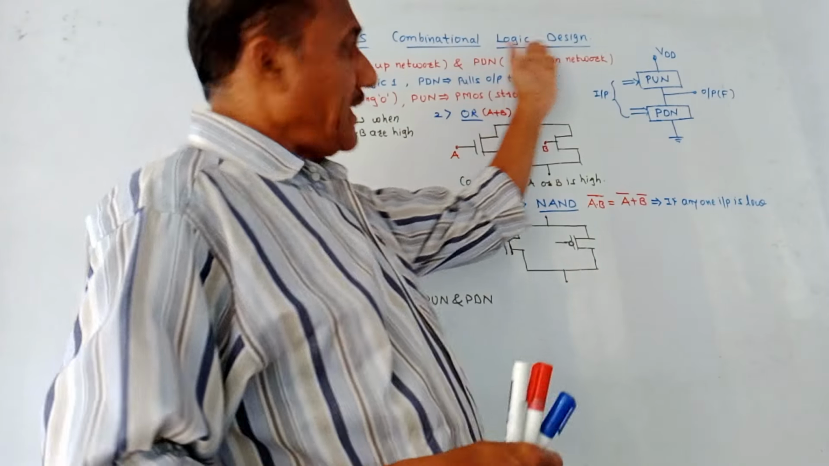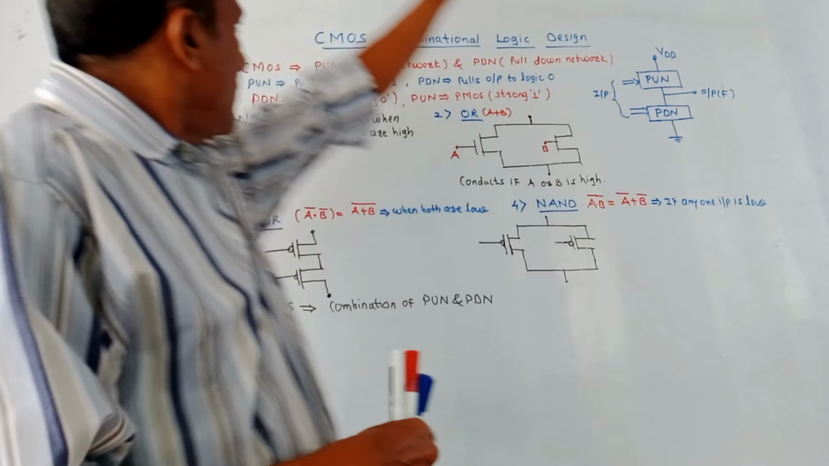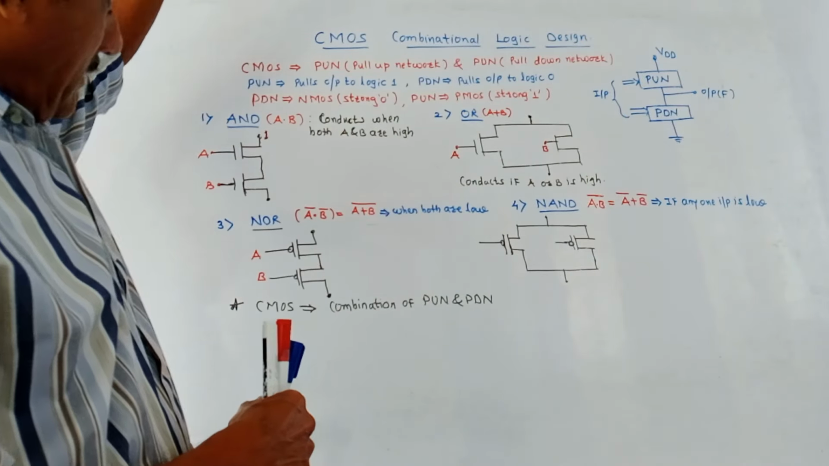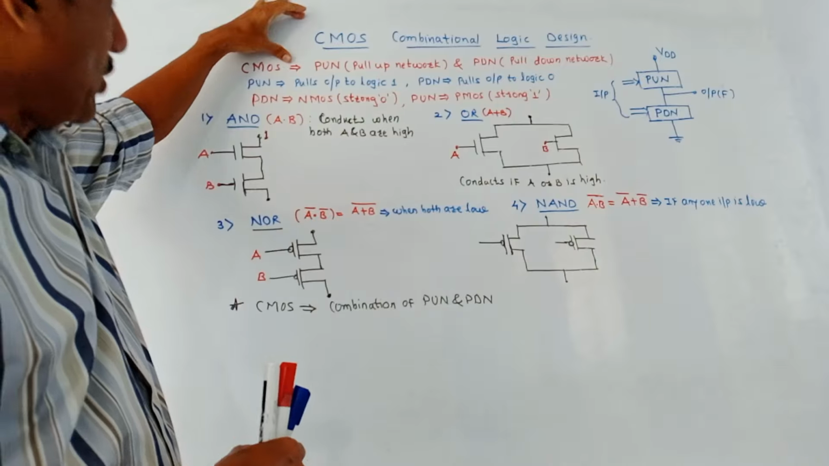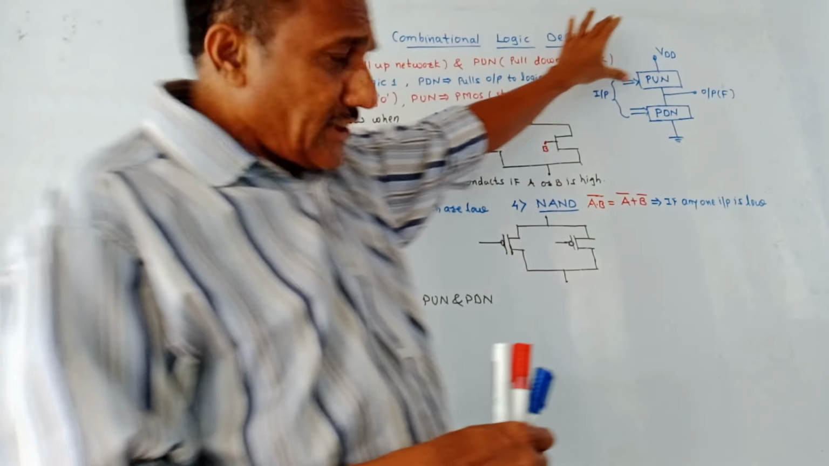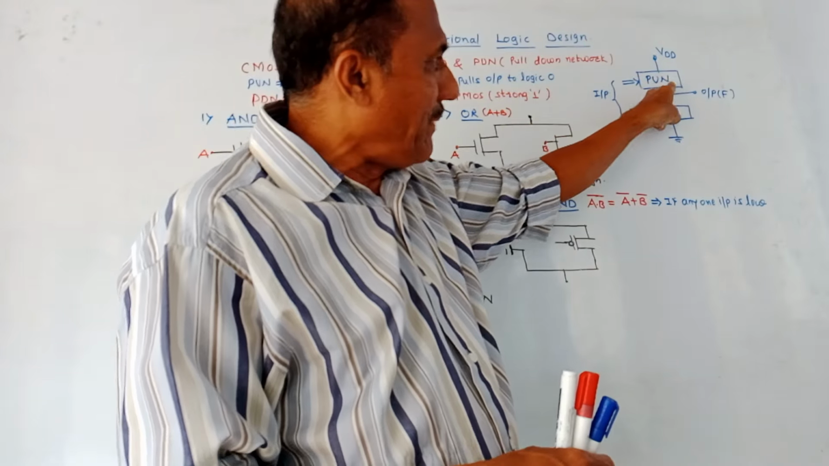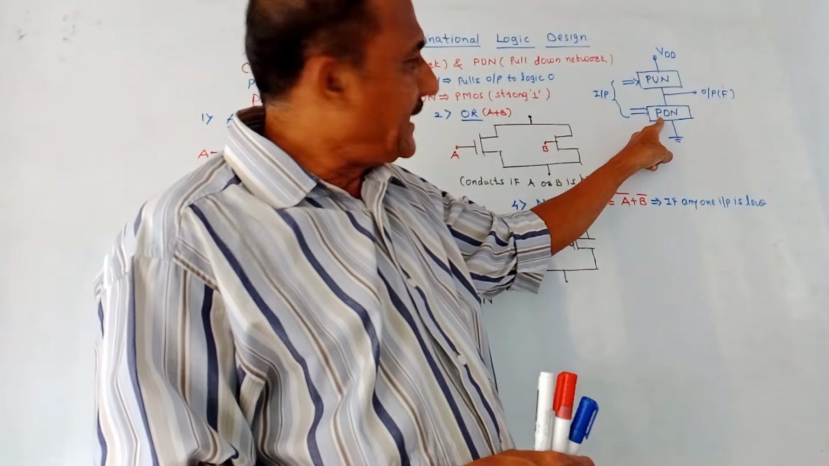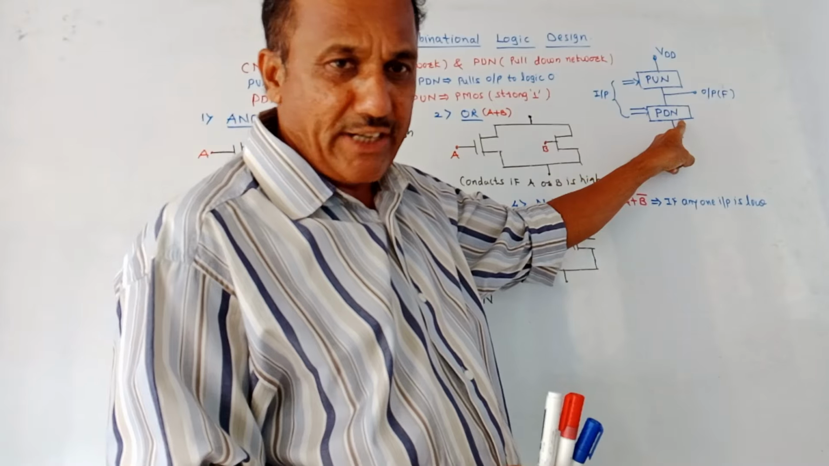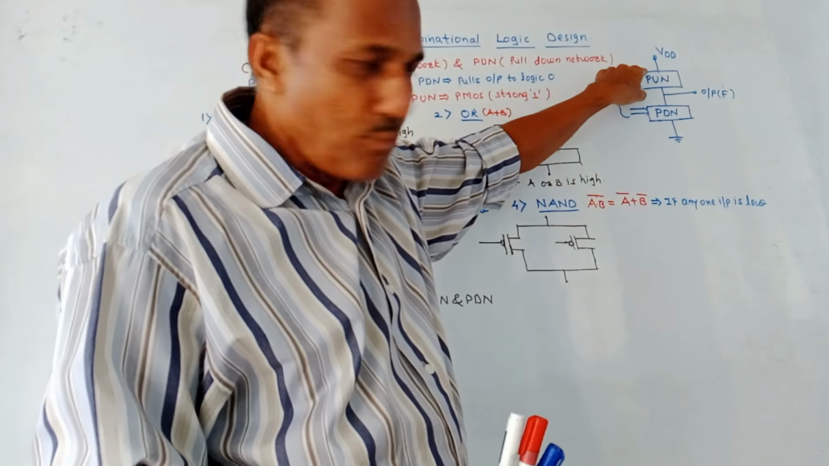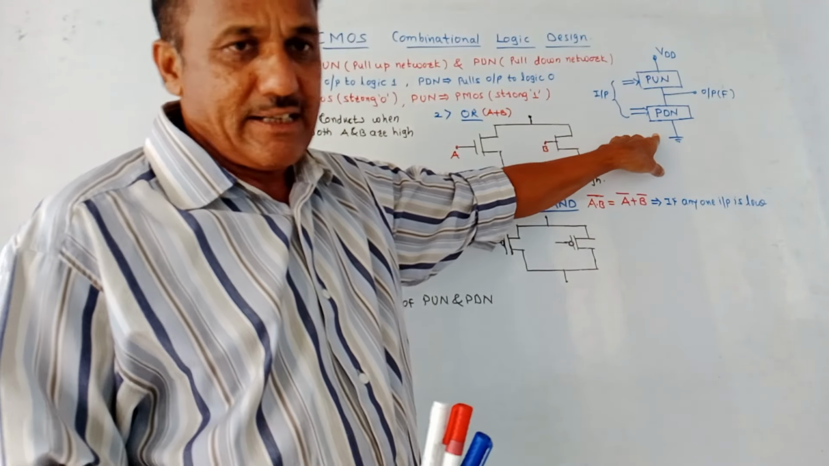Next part is combinational logic design. So we are making use of a CMOS. This is the generalized diagram. It makes use of PUN, that is pull up network, connected in series with PDN, that is pull down network. Input is applied to both PUN as well as PDN.